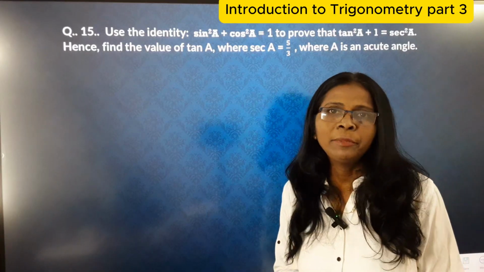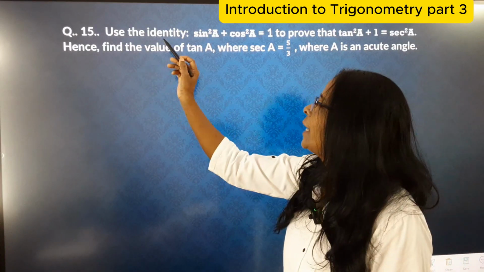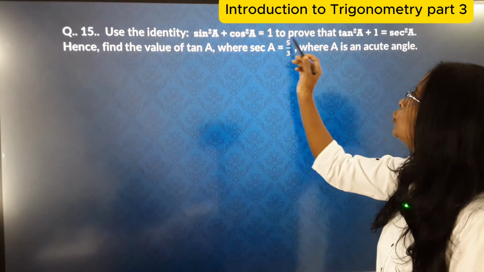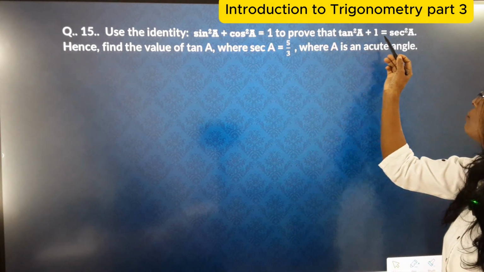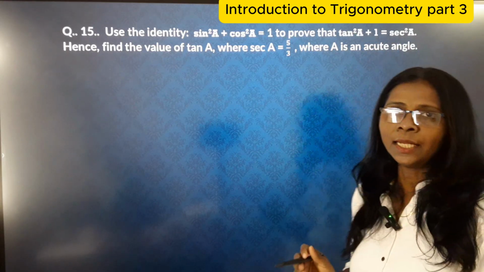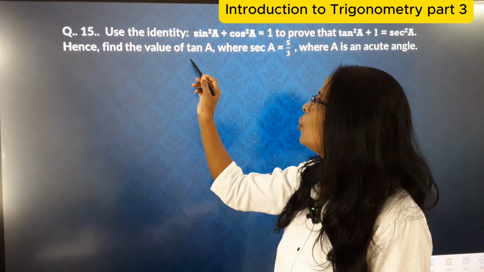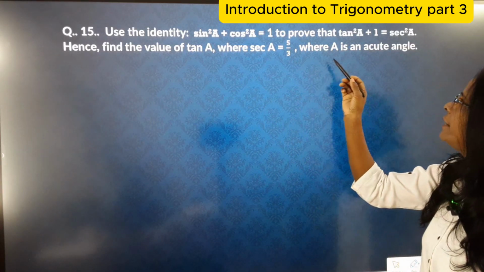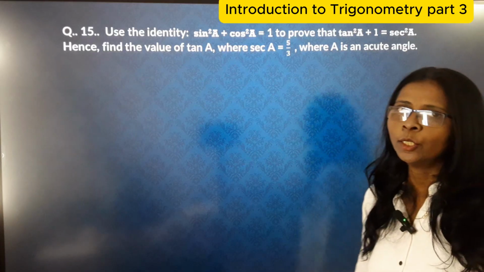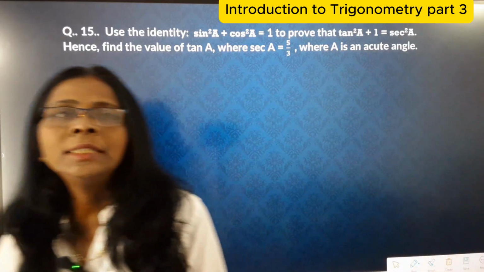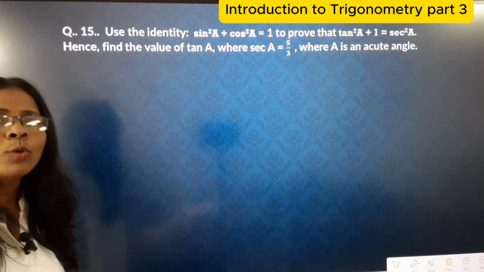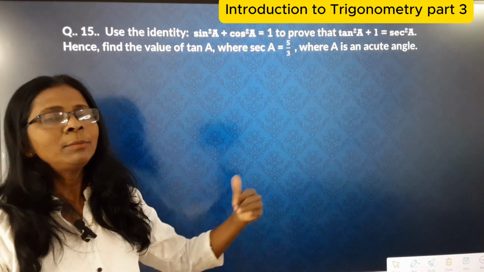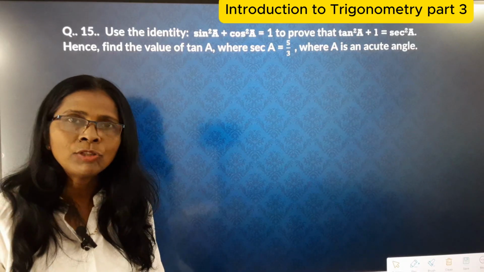Okay, example 15, students. Use the identity sin square a plus cos square a is equal to 1 to prove that tan square a plus 1 is equal to sec square a. Hence, find the value of tan a, where sec a is equal to 5 upon 3 and a is an acute angle. Here the given are the two identities, sin square a plus cos square a is equal to 1, and 1 plus tan square a is equal to sec square a.